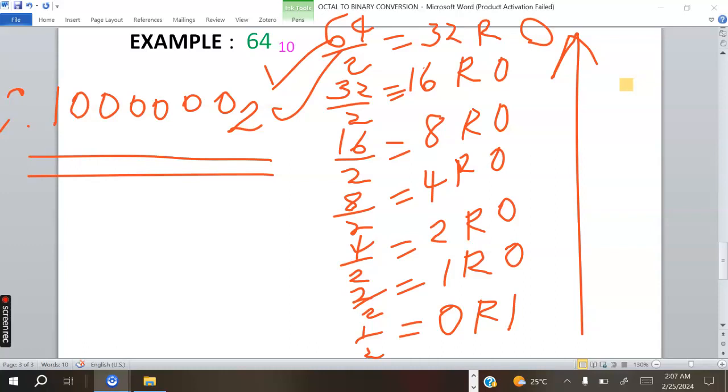So I hope up to that point we are now able to use the long division method to convert a decimal number to binary. In the next video, I will show you how to use the other method, that is the place value method. So in case you are having a challenge on this one, you can try the other one.